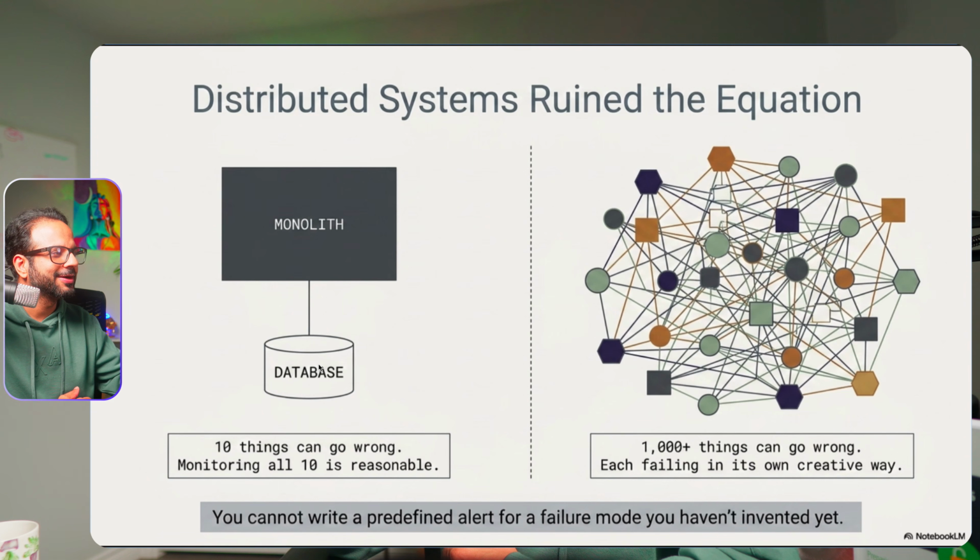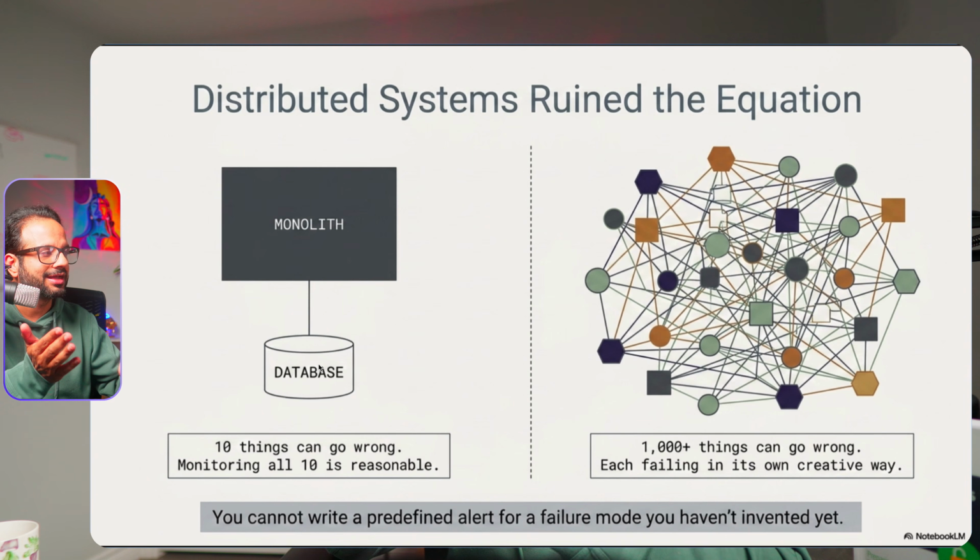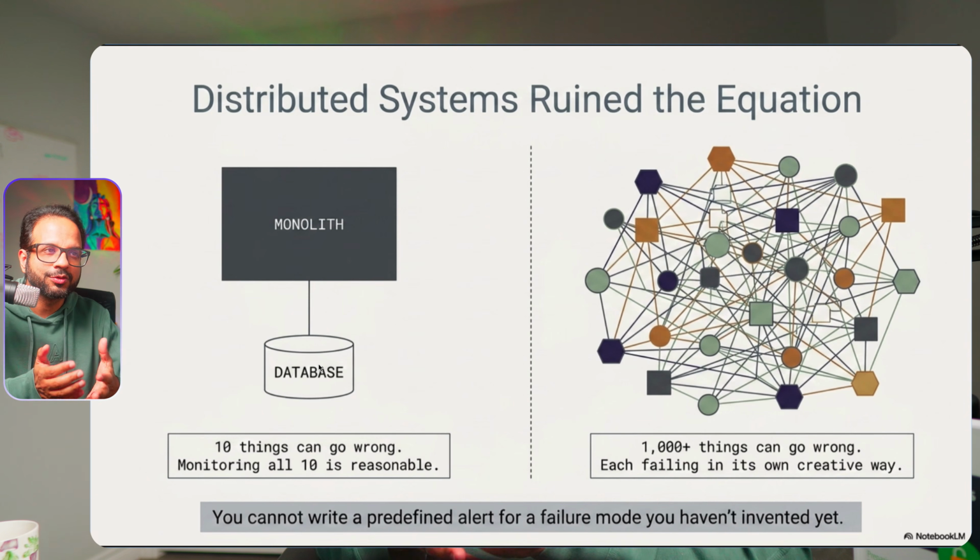There could be some connection issues between each of these services. There could be some latency. There could be something wrong with a particular service, or some networking issue between two or multiple services, right? There are thousands of permutations and combinations that you can apply. So that's why you cannot write a predefined alert for a failure mode that you haven't invented yet. These are the new issues that you haven't faced before. So how would you know what to monitor?